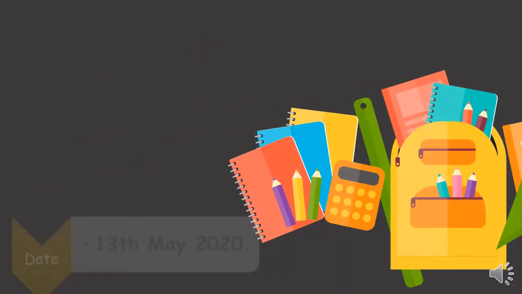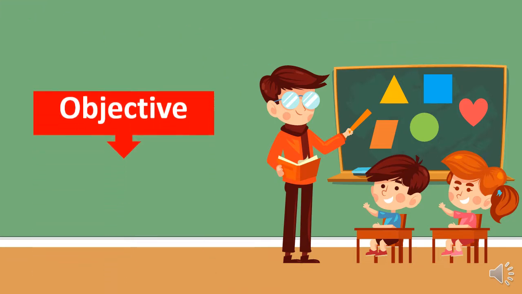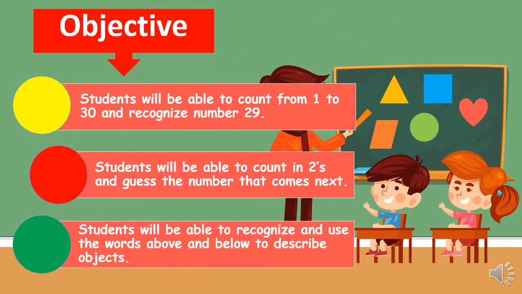We will be learning about number 29, count in 2's, and prepositions including above and below. Our objectives are: students will be able to count from 1 to 30 and recognize number 29. Students will be able to count in 2's and guess the number that comes next in the sequence. Students will be able to recognize and use the words above and below to describe objects.